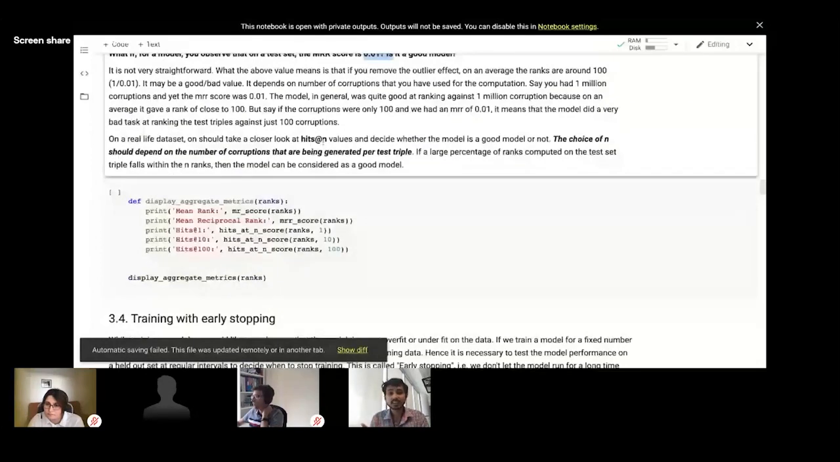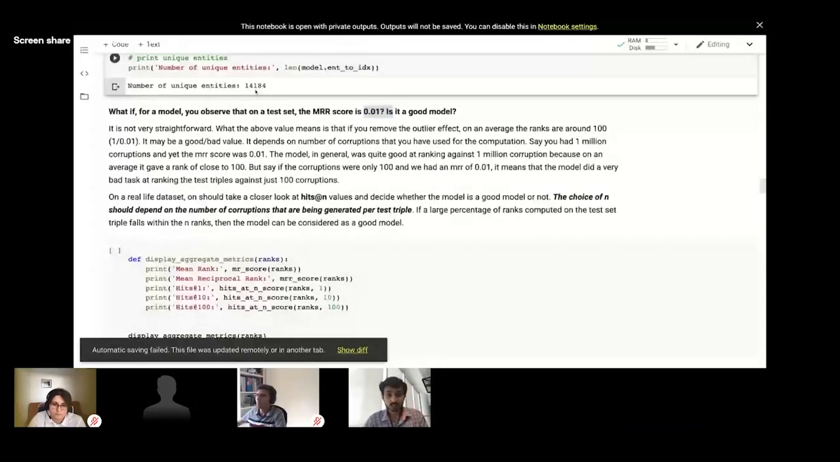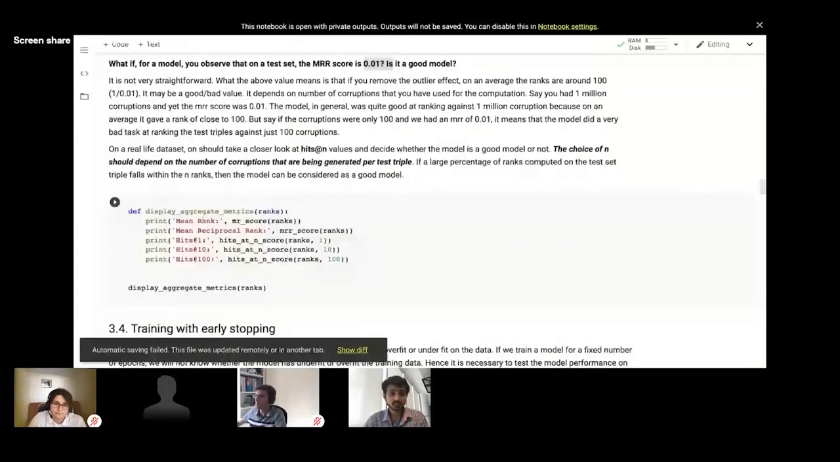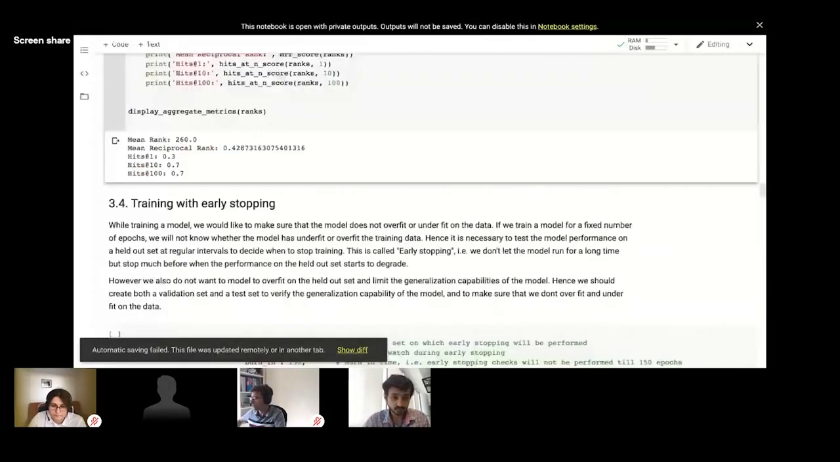Because this can give a fair idea, when I say give me hits at 100 on the test set, if a large percentage of your test set triples have rank less than or equal to n, that gives me a fair idea of how good the model is. So the choice of n should depend on the number of corruptions. Ideally, I'd say the top 1% of corruptions. In this case, I choose n equal to around 150, because we have 14,000 corruptions. This is usually how I would go while running these kinds of data sets. So let's create a function which will print out the aggregate metrics like the MR, MRR, and hits at n score, which we'll use later as we move further in the tutorial.